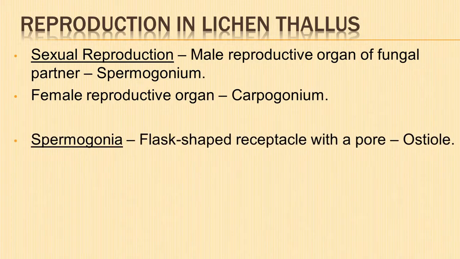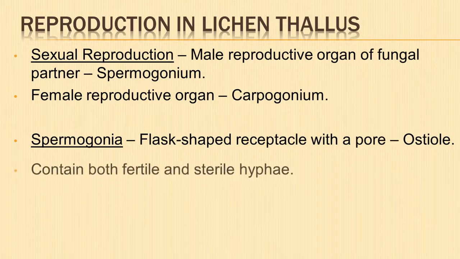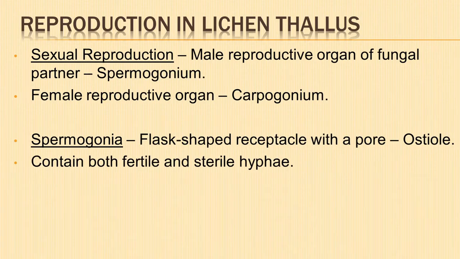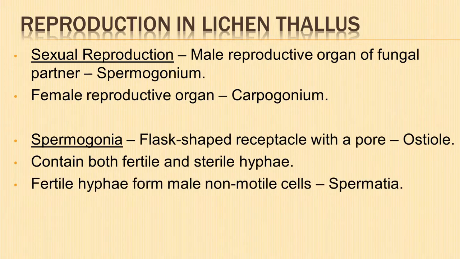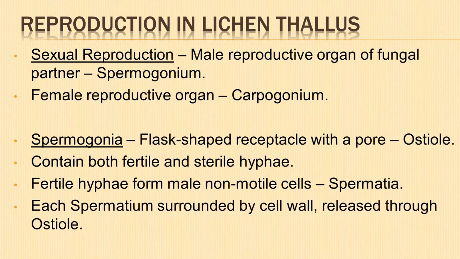Spermogonium. Each spermogonium is a flower-shaped receptacle formed on the upper surface of the thallus with a small pore and ostiole at the surface. The spermogonium has both fertile and sterile hyphae. The fertile hyphae at the tips form male non-motile cells called the spermatia. Each spermatium is surrounded by a cell wall and is released through the ostiole.